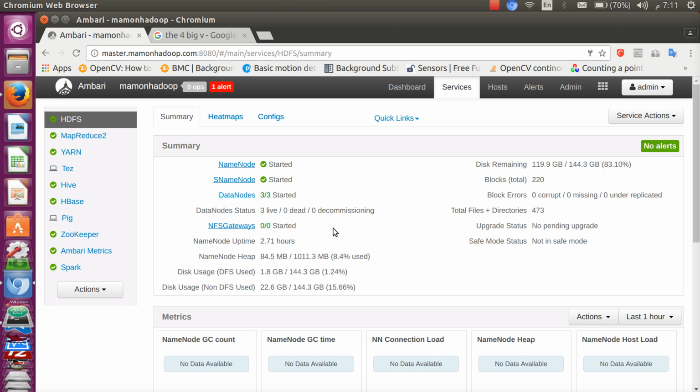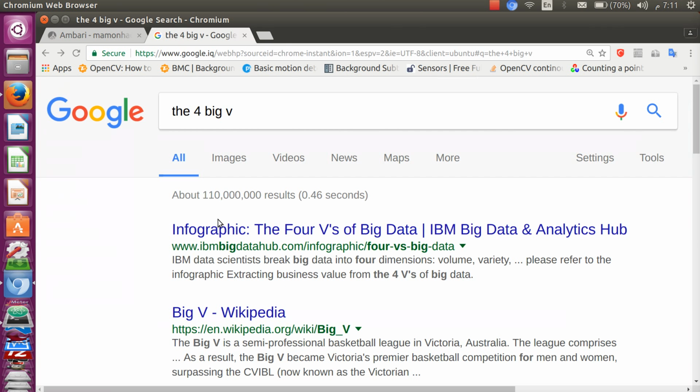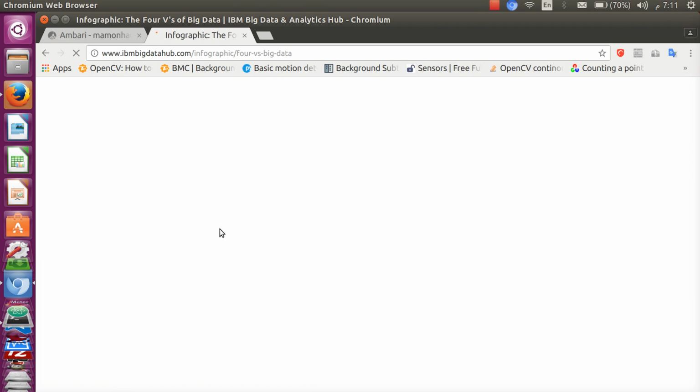You see that these 4 V's are a really big problem, and I searched Google and took this IBM infographic. It is something nice that helps you understand what I described earlier. So if you see, this is a real problem. So Hadoop came as a distributed framework that solves all these problems.